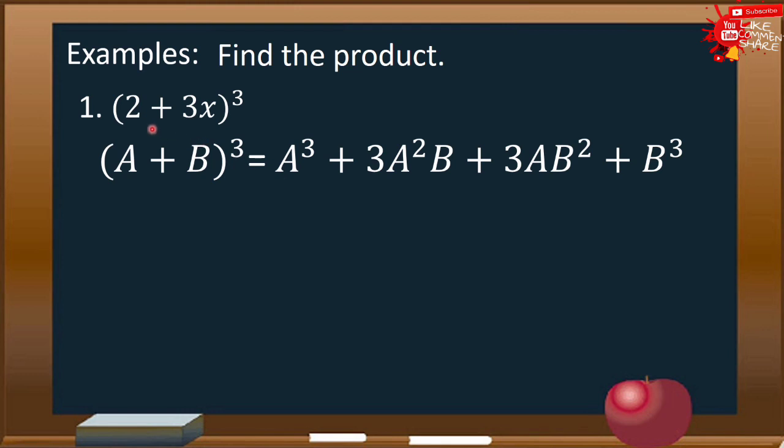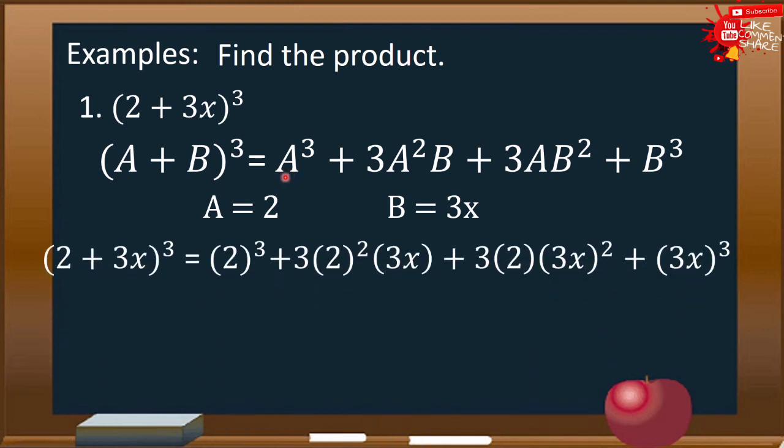So wherein we have here the cube of a plus b is equal to a cube plus 3a squared b plus 3ab squared plus b cubed. So for that, we have to identify the value of a. So our a is 2 and our b is 3x. So let us substitute it here. So we have here a cube. So again, we have here a plus b cube is the same with this. So we just copy it. So we have here a cube. So substitute the value of a, which is 2.